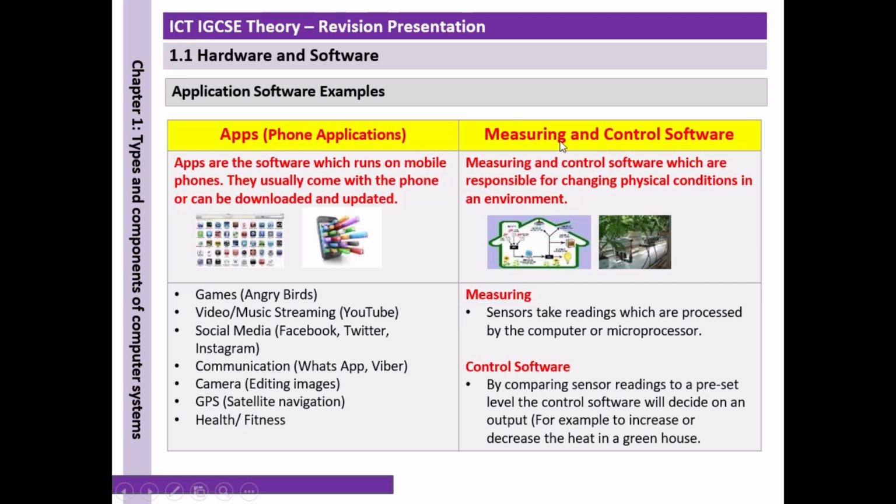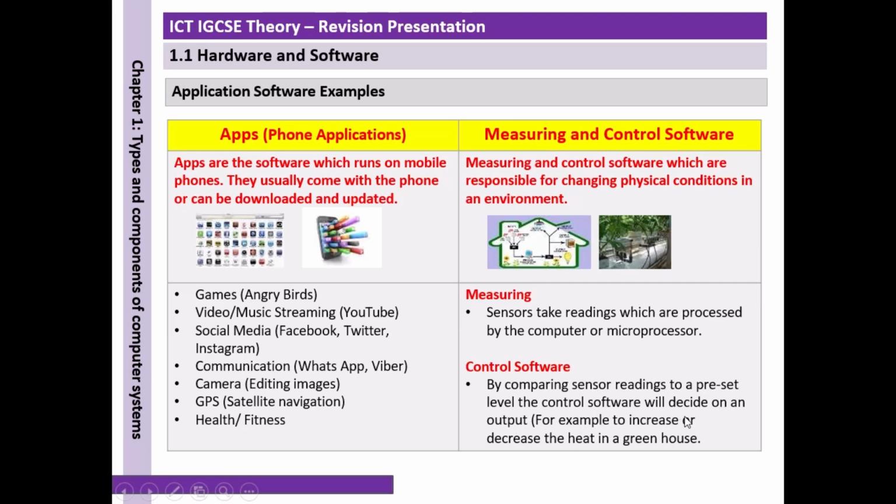And then we have got measuring and control software. Measuring and control software are responsible for changing physical conditions in an environment. So measuring: sensors taking records which are processed by the computer or microprocessor. And then control software, by comparing sensor readings to a preset level, that control software will decide on an output.